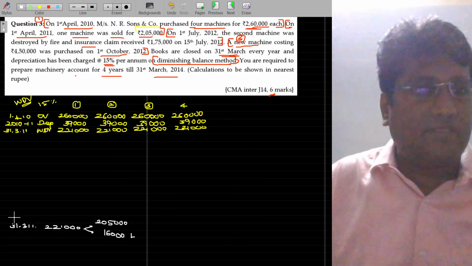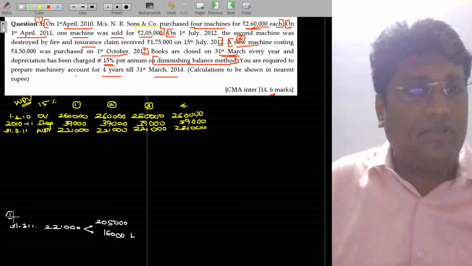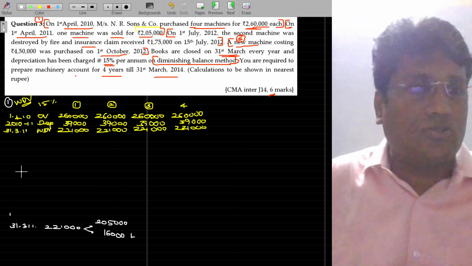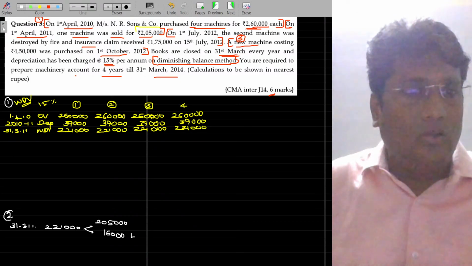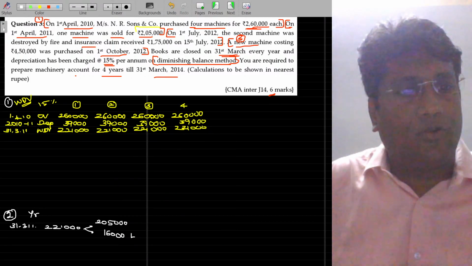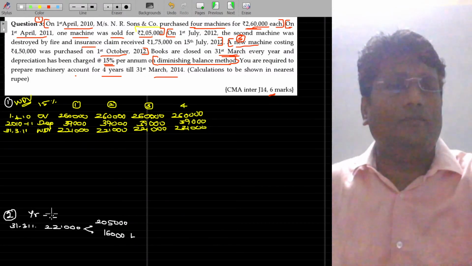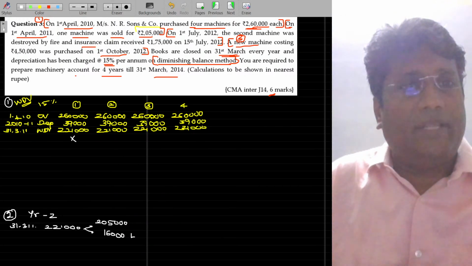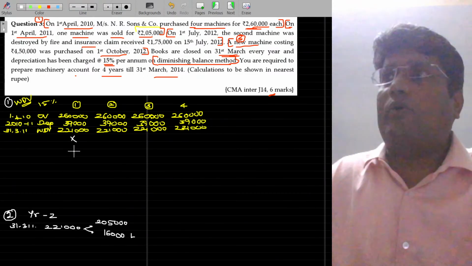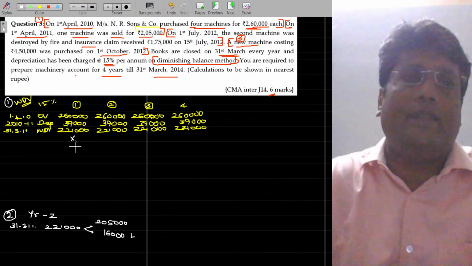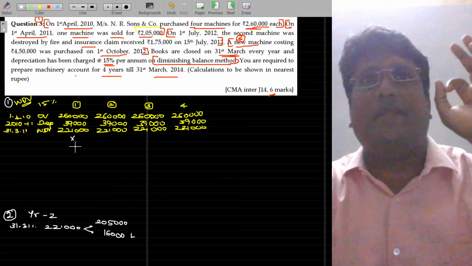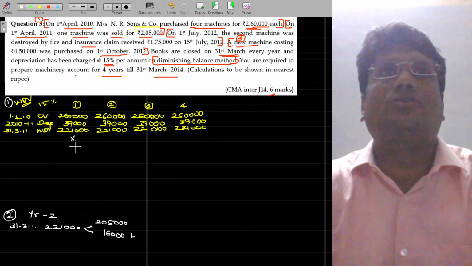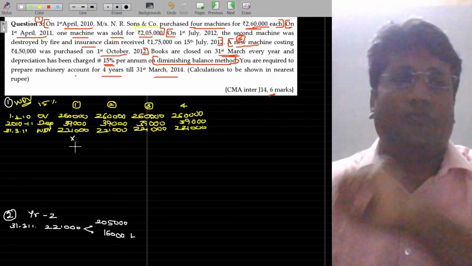This happens in year 2. Working note number 1 and this is 2. So hereafter, you never bother about asset 1. Now we have to provide the depreciation for the remaining assets. In the second year, 2011 and 12, we have only 3 assets. Out of the 4 assets, 1 asset was already sold. We have only 2, 3, 4.